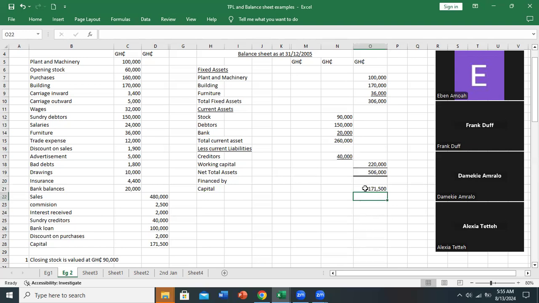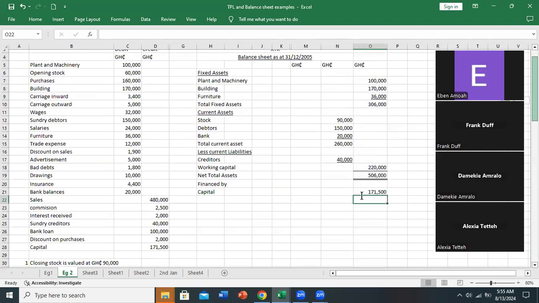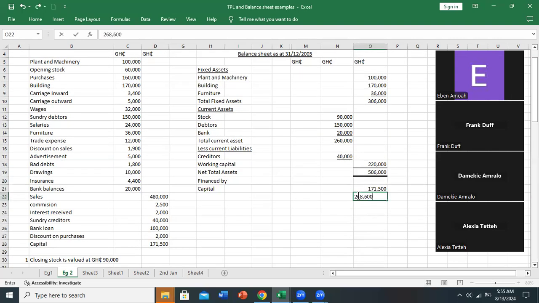So let's go and pick our net profit, which is 268,600. That's our net profit. And we less any drawings from the question. If you have any drawings, yes, we have drawings of 10,000. So we less drawings of 10,000. We do those adjustments to get the closing capital.